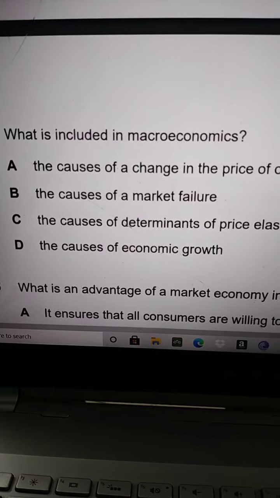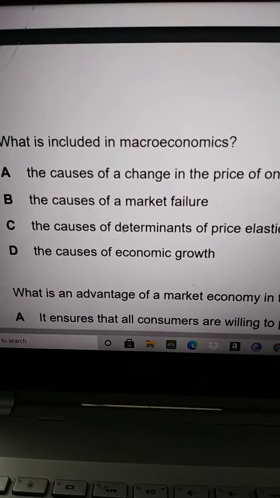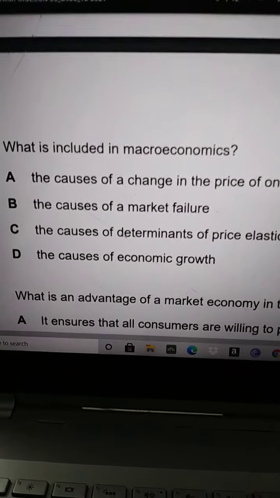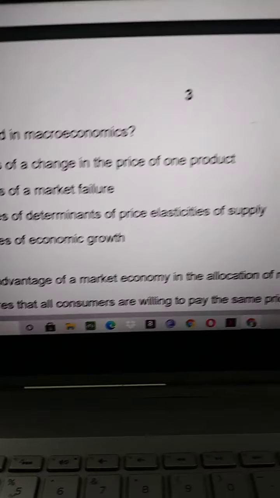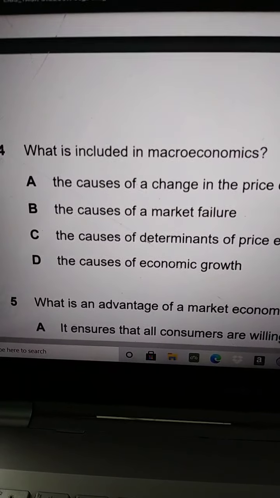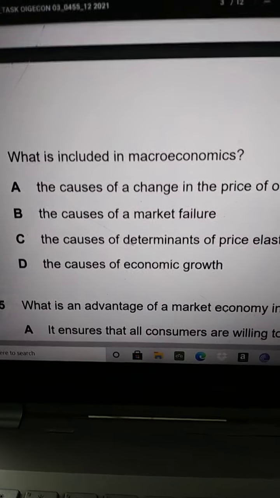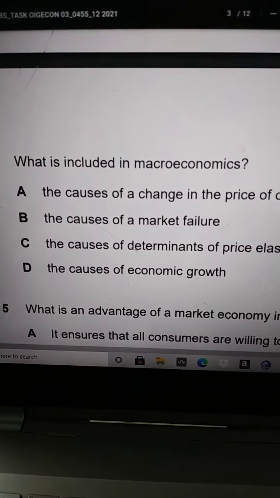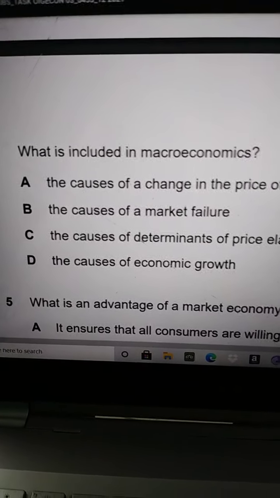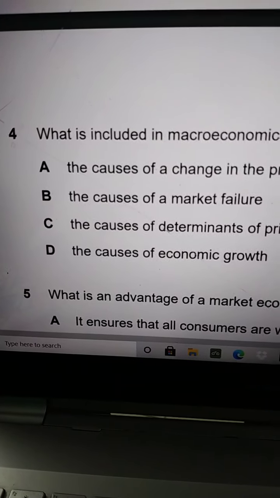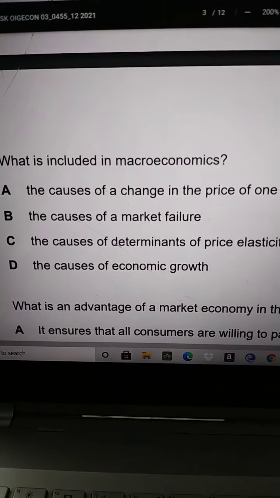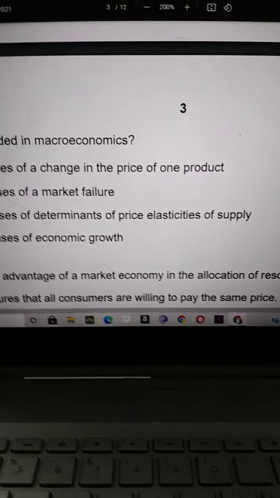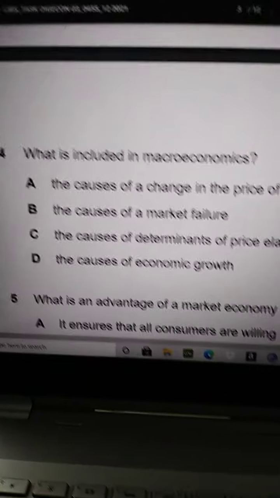Market failure also is studied individually, and you can see that in your book also. It is part of microeconomics. C. The determinants of price elasticity of supply. Price elasticity also varies from one product to another. So one good at a time will be studied. So that is basically microeconomics. D is the answer, the causes of economic growth. Economic growth is a collective phenomenon, an increase in the GDP in an economy. So you will pick D as the answer of question number 4.